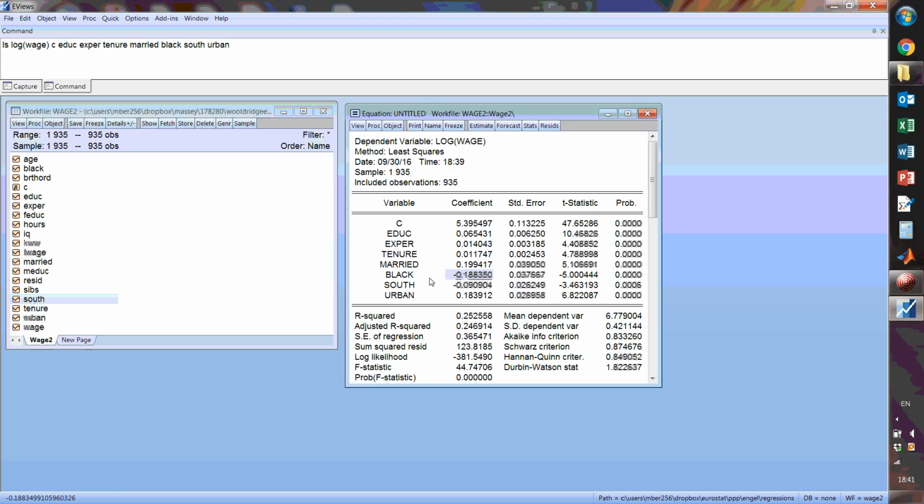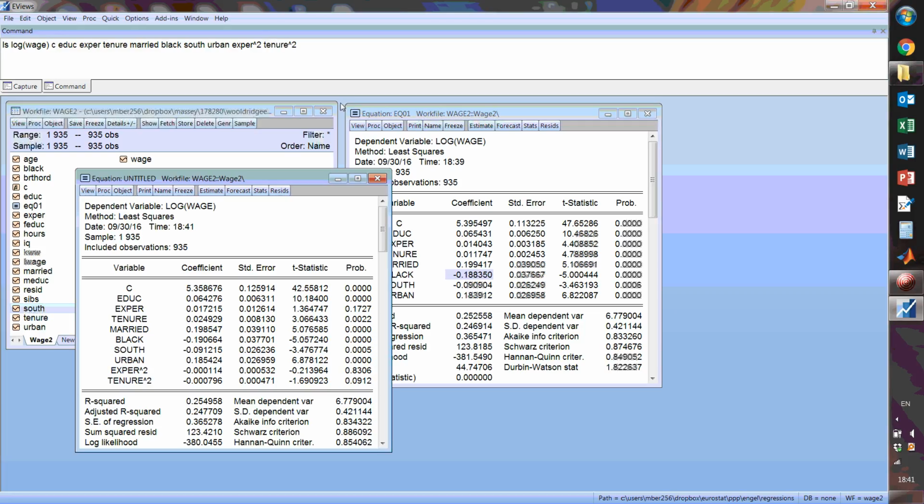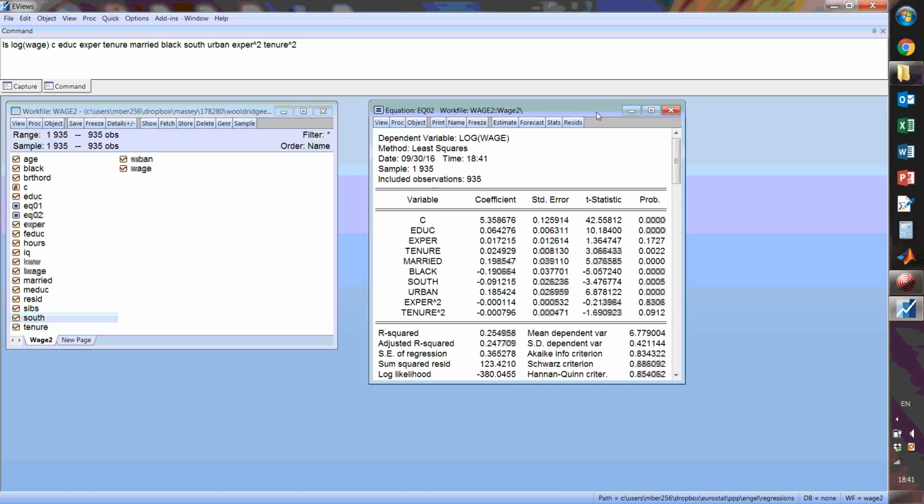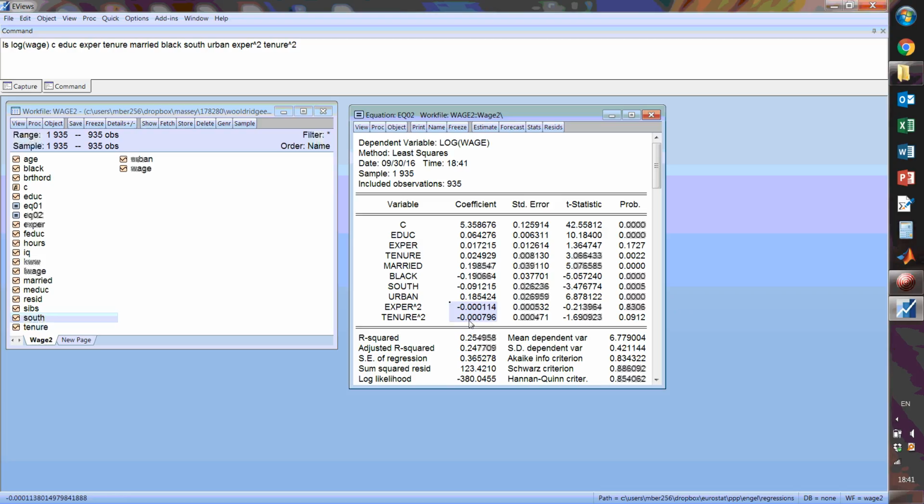The second question is asking us to add the variables experience squared and tenure squared and test whether they are jointly significant at 20% level of significance. So 20% is an unusual level, but we will do that. So adding experience squared and tenure squared, giving this a name. Okay, so those two variables individually are not significant, although this one is significant at 9%. The other one is insignificant at any usual level of significance.